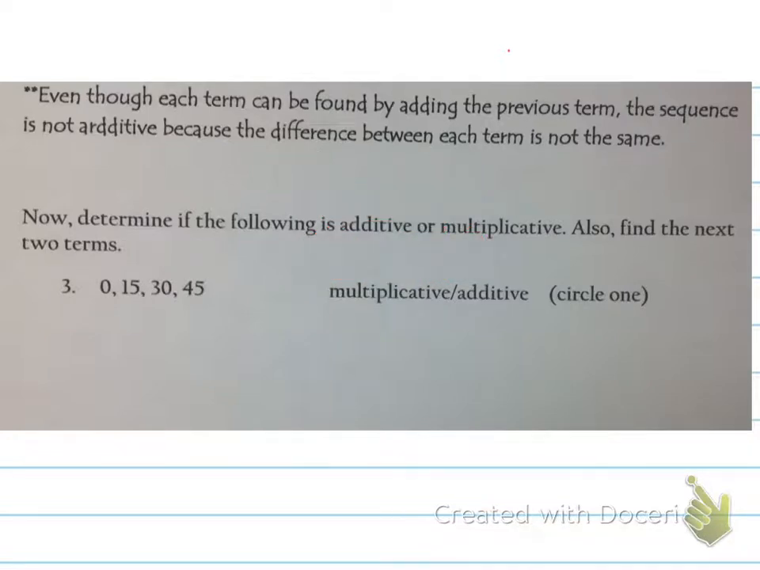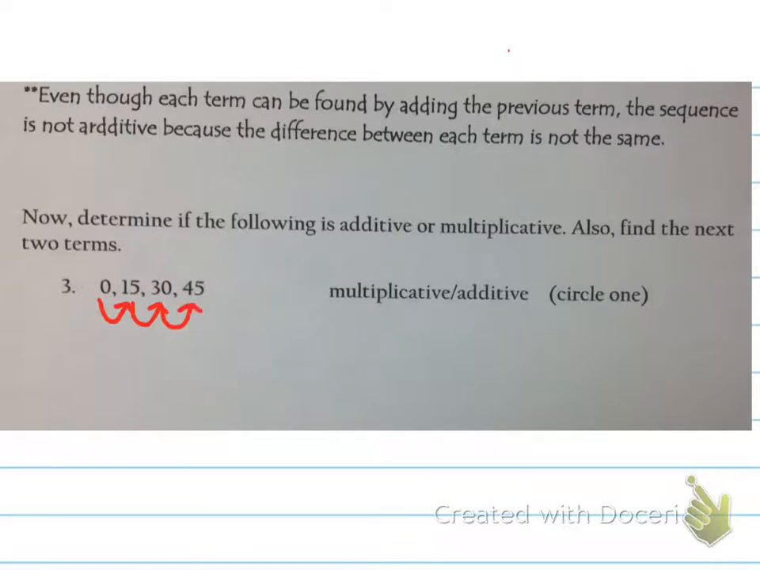Therefore, it is not an additive sequence. Now determine if the following is additive or multiplicative. Also, find the next two terms. So we need to see the relationship. We have 0 to 15, we have 15 to 30, and we have 30 to 45.